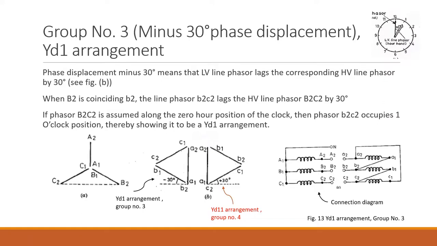You could obtain plus 30 degree when your clock would be here, which belongs to group number 4, plus 30 degree. So it should be here only at 11. The arrangement will be called YD11, not YD1. So the same thing would be there, it will be plus 30 degree. The connection diagram can be drawn seeing this, looking at the phasor.